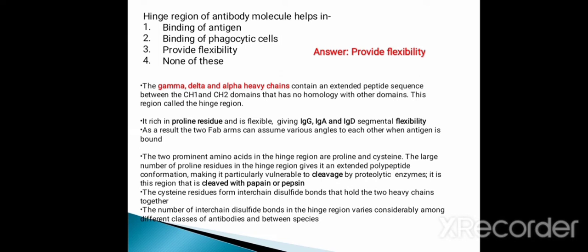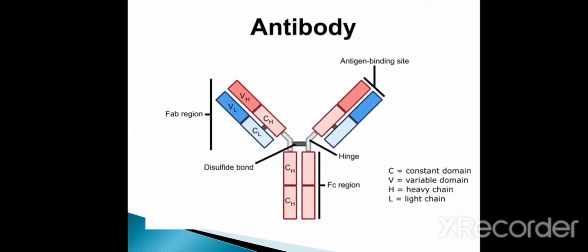The cysteine residues form interchain disulfide bonds that hold the heavy chains together. The number of interchain disulfide bonds in the hinge region varies considerably among different classes of antibodies, that is, it varies between IgG, IgA and IgD. Even this number varies between species. Here the hinge region of an antibody molecule is shown.